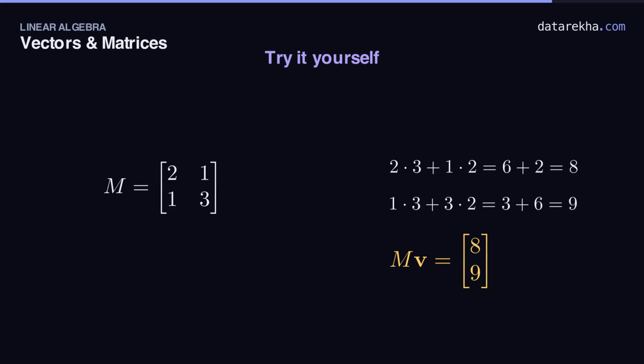If you'd like a second check, blend the columns instead. 3 times 2, 1 plus 2 times 1, 3 also gives 8, 9. If you got that, you've genuinely got this.